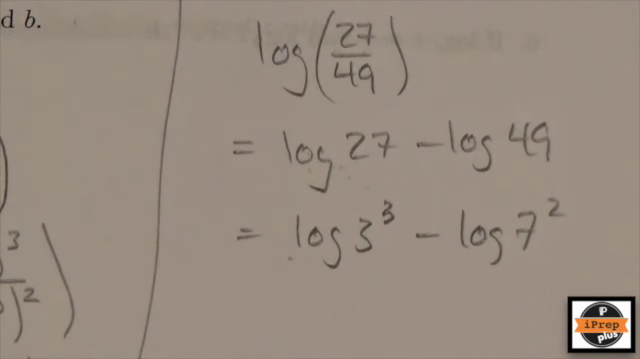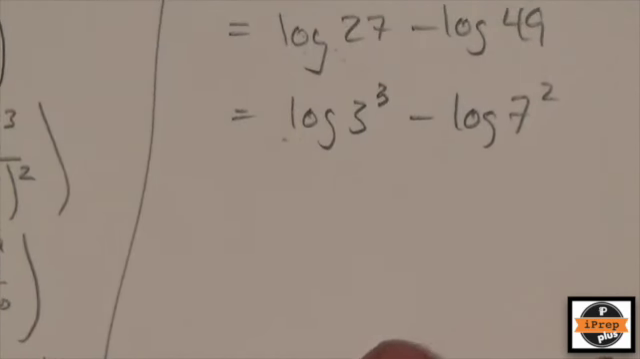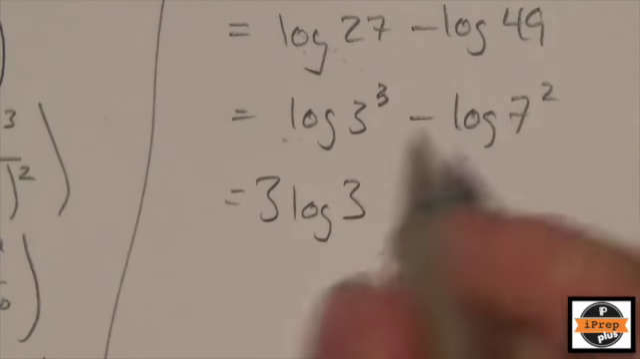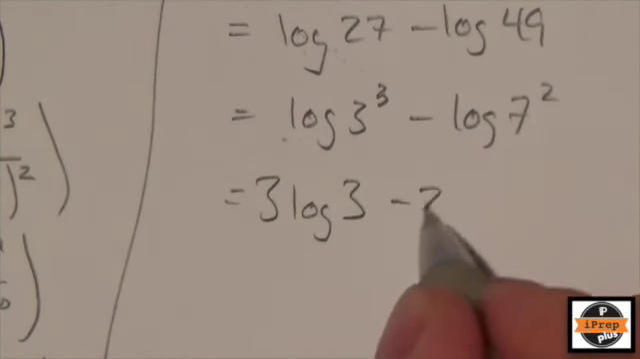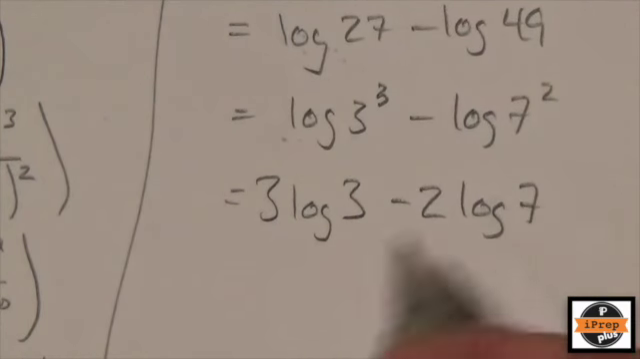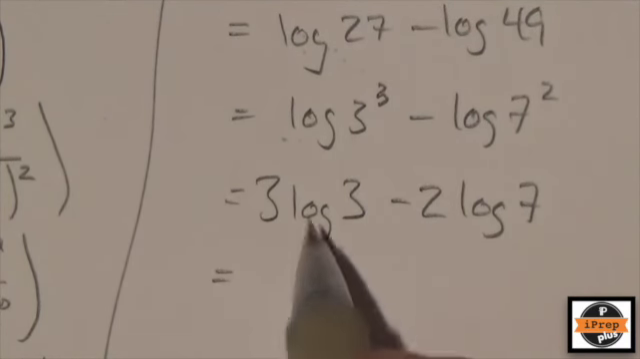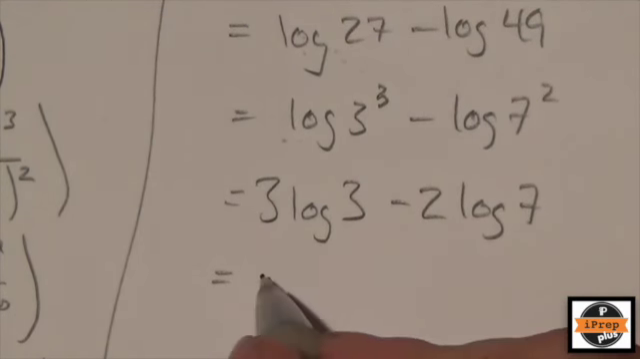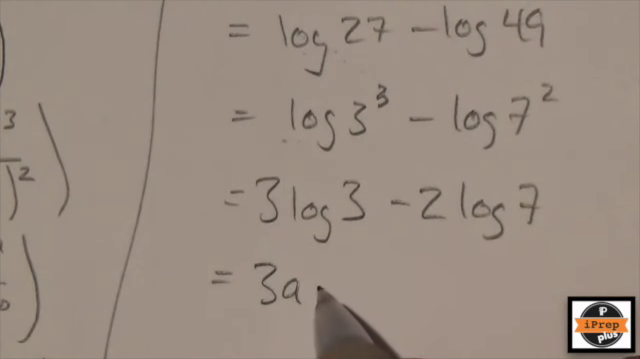Now, because of the laws of exponents, I can bring down the 3, so this becomes 3 common log of 3 minus 2 common log of 7. Then it's just substitution, because originally I was told that the log of 3 was equal to a, so this will be 3a, and the log of 7 is equal to b, so this will end up being 2b. No matter how I approach this, I get 3a minus 2b.